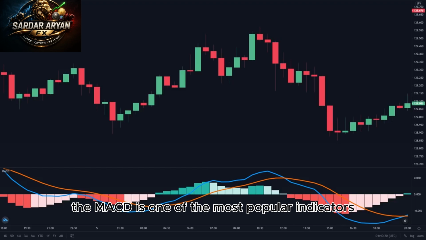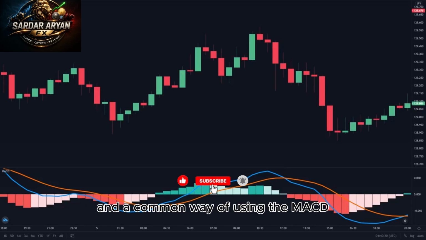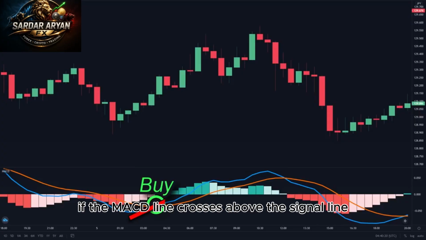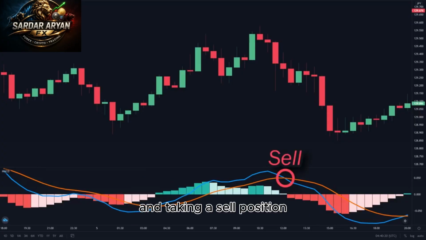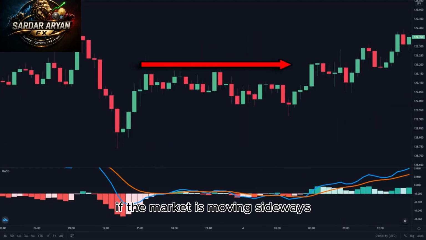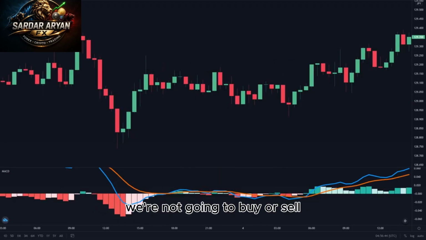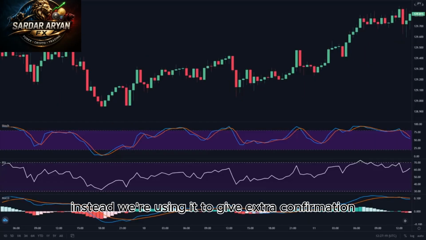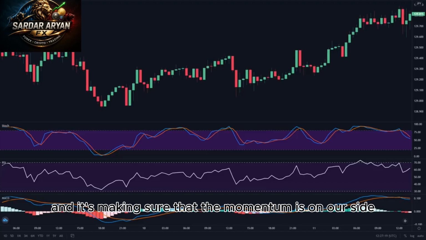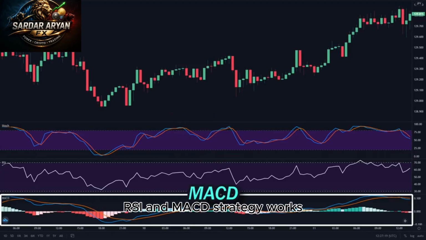The MACD is one of the most popular indicators that does a very good job of detecting momentum. And a common way of using the MACD is by taking a buy position if the MACD line crosses above the signal line, and taking a sell position if the MACD line crosses below the signal line. However, this strategy only works if the market is trending. If the market is moving sideways, the MACD often gives false signals. So that is why for this combination strategy, we are not going to buy or sell just because the MACD crosses over. Instead, we are using it to give extra confirmation and making sure that the momentum is on our side. And so this is how the Stochastic, RSI, and MACD strategy works.